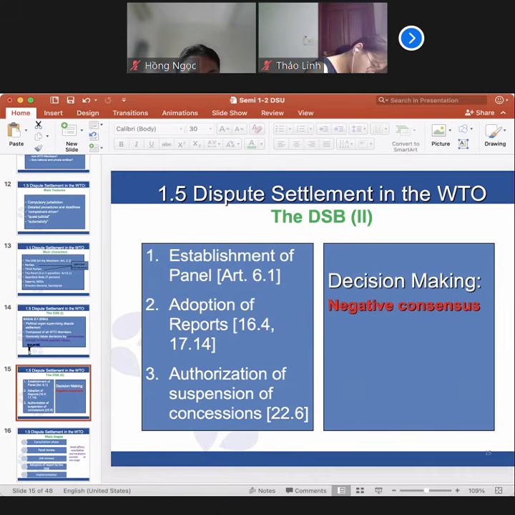Okay, so we come back now to these three issues, these three decisions. The dispute settlement body has to apply a negative consensus in order to approve a specific decision.